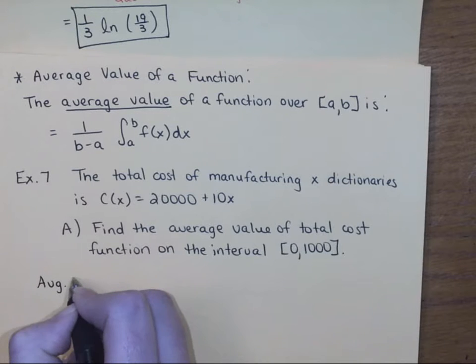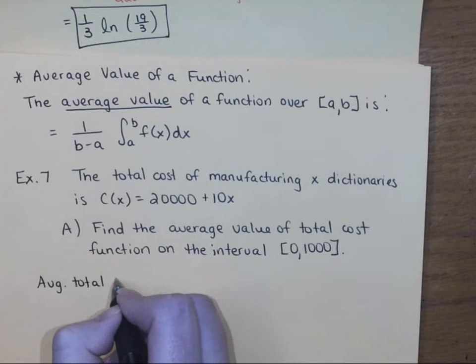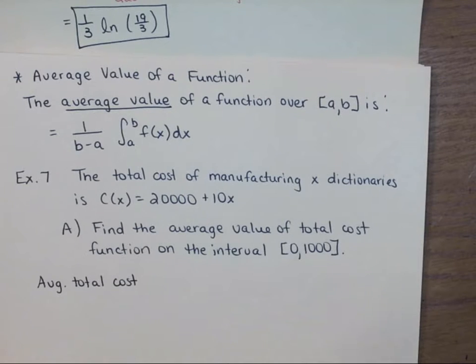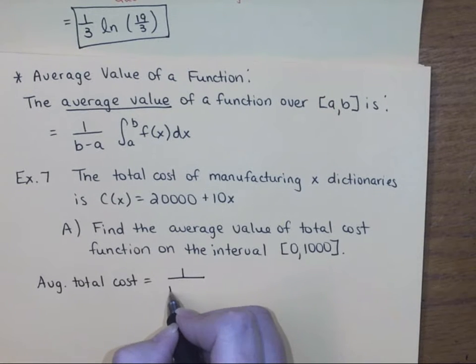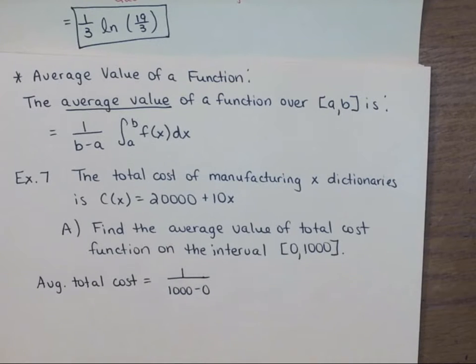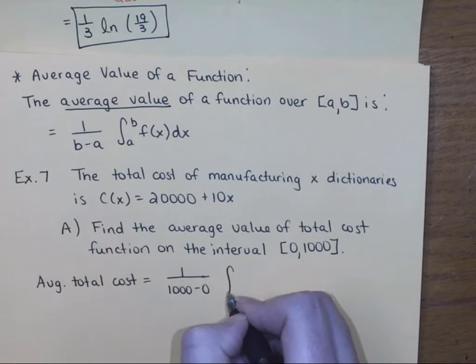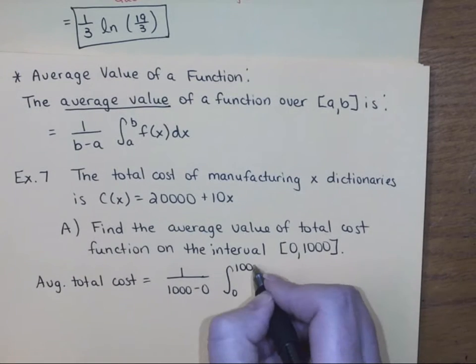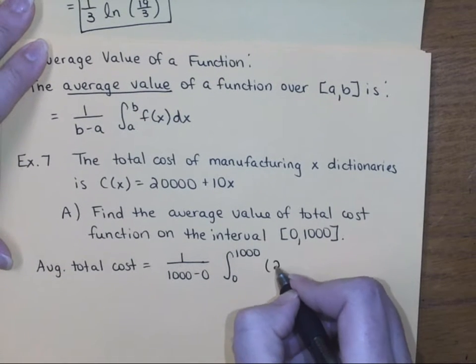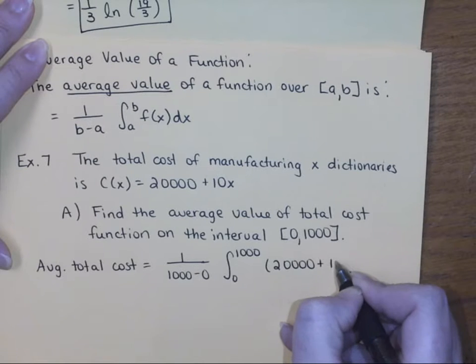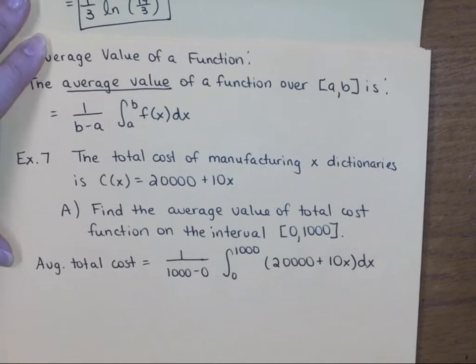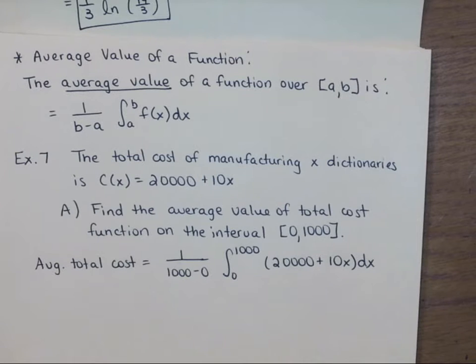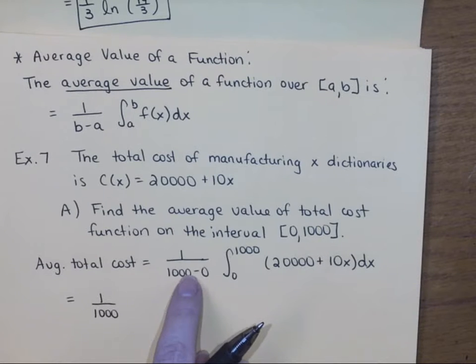So if you're being asked to find average total cost, it would just be 1 over b minus a. Okay, my a and my b are 1,000 and 0. And then it will be the integral from the same limits, 0 to 1,000, of the function that you were given, 20,000 plus 10x dx. Okay, so notice we don't need u substitution for this problem. This is just a simple integral that I can find the antiderivative of. So this is going to be 1 over 1,000. In other words, this just serves as a constant being multiplied outside.